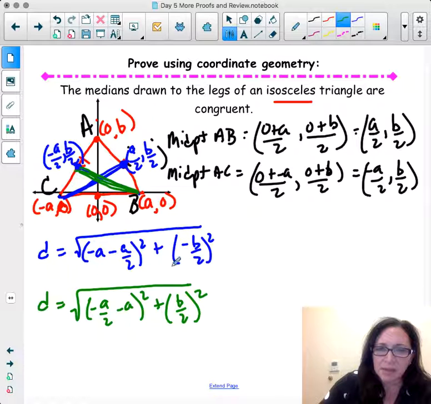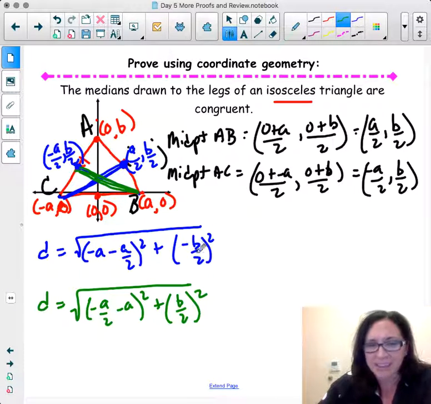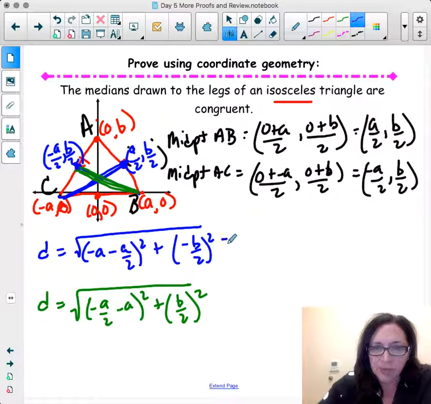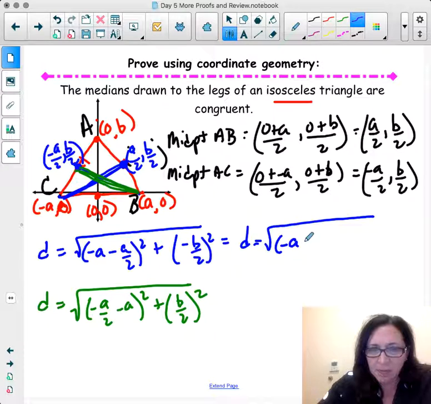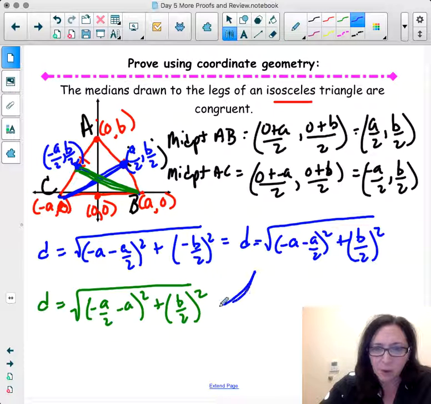Keep in mind, see this one right here? See how these are both the same, but this one here is not. However, when you square a term like this, it's negative B over 2 times negative B over 2. That's going to make it positive. So that value right here I could actually rewrite as the distance equals the square root of (negative A minus A over 2), which you don't need to simplify, plus B over 2, quantity squared. And these two right here are equal.